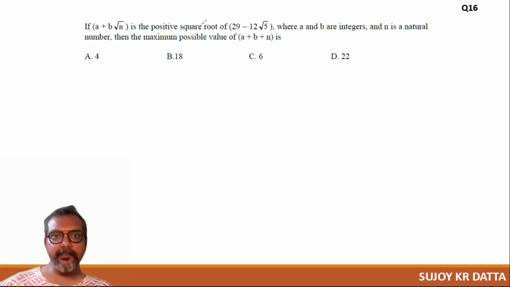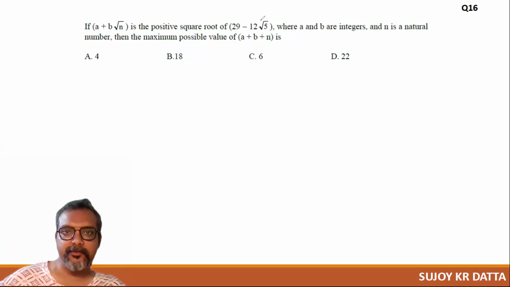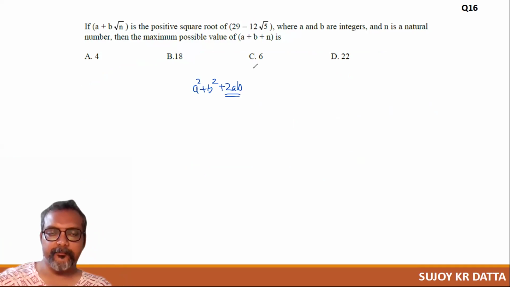A plus b root n is the square root of this. So let's try to take the square root. Rather than squaring, let's take the square root. So we need a squared plus b squared plus 2ab. 2ab must come from this root form because there is a surd involved, and therefore when you have the 2ab term, the surd will not get squared. It will remain in the root 5 form. When you square it, the 29 must have come from these 2 parts.